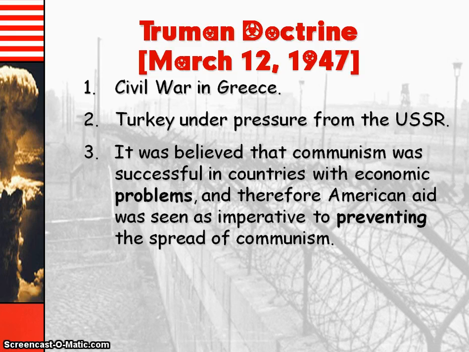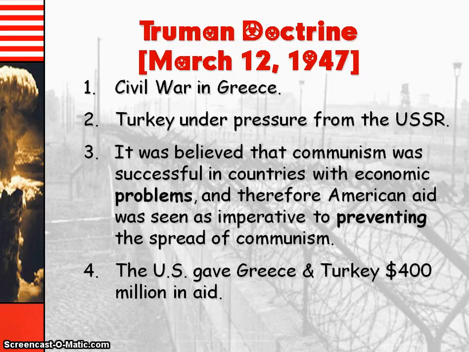And so therefore the U.S. saw it as necessary to provide these struggling economic countries with economic aid in order to prevent communism. So in this case, specifically, the U.S. is going to give $400 million in aid to Greece and Turkey, again to support their economies so they would no longer face economic problems, and then communism would be prevented from spreading.